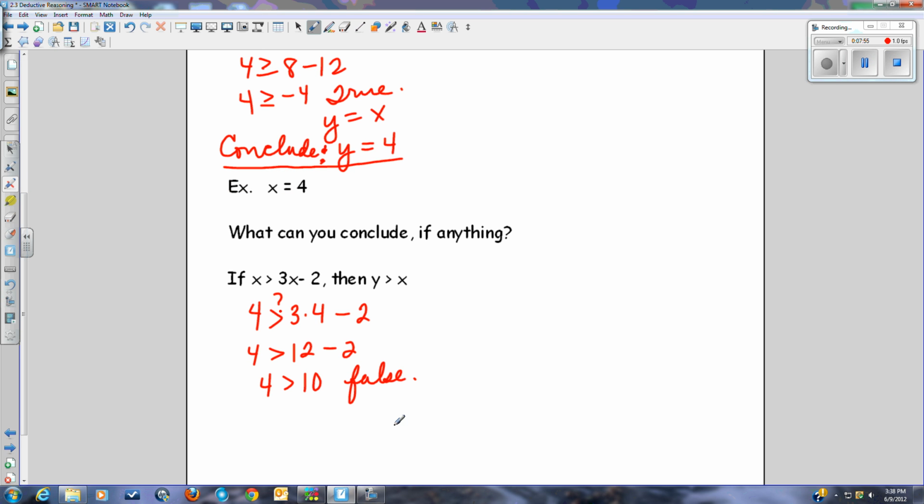So we can't really conclude anything at all about this because we were told that if x is greater than 3x minus 2, then y would be greater than x, but we don't know that. So, I'm sorry, we know that x is not greater than 3x minus 2, so we really can't conclude much of anything about that statement.